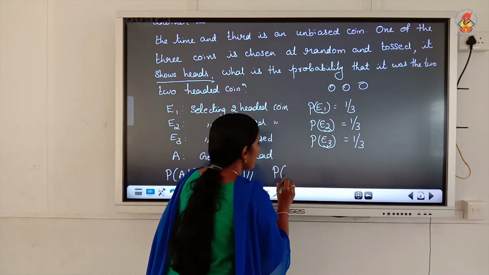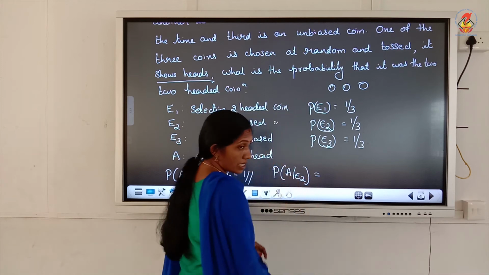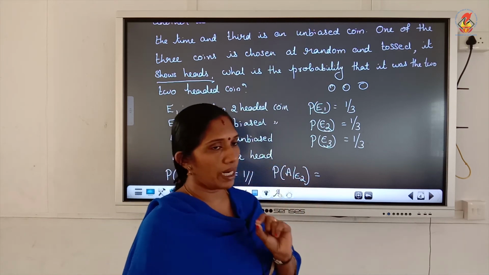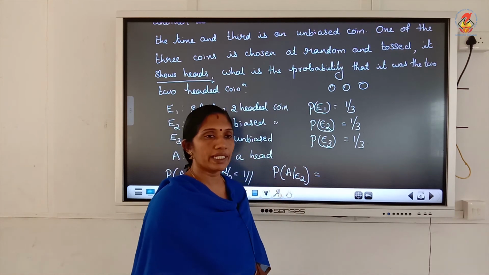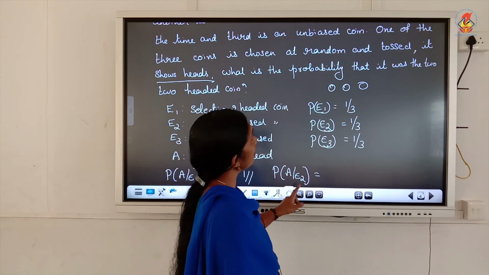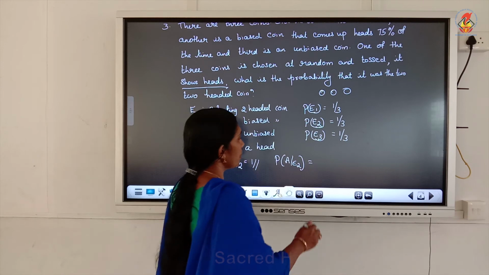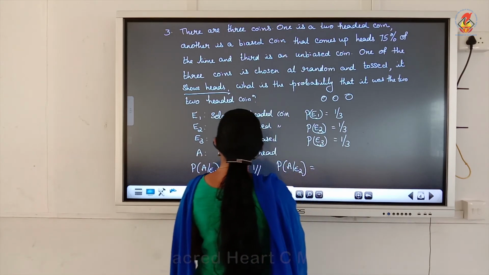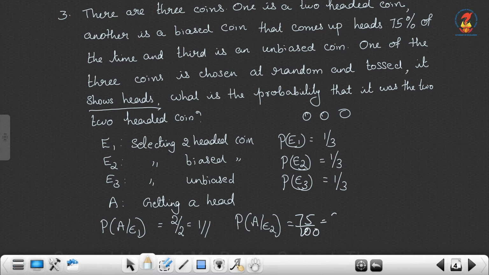Now P of A given E2. A given E2 means E2 is the biased coin. Selected biased coin, then toss it. So what is the probability of getting a head? For biased coin it is given in the question 75% is the chance for getting head. So 75 by 100. Or we can write it is 3 by 4.